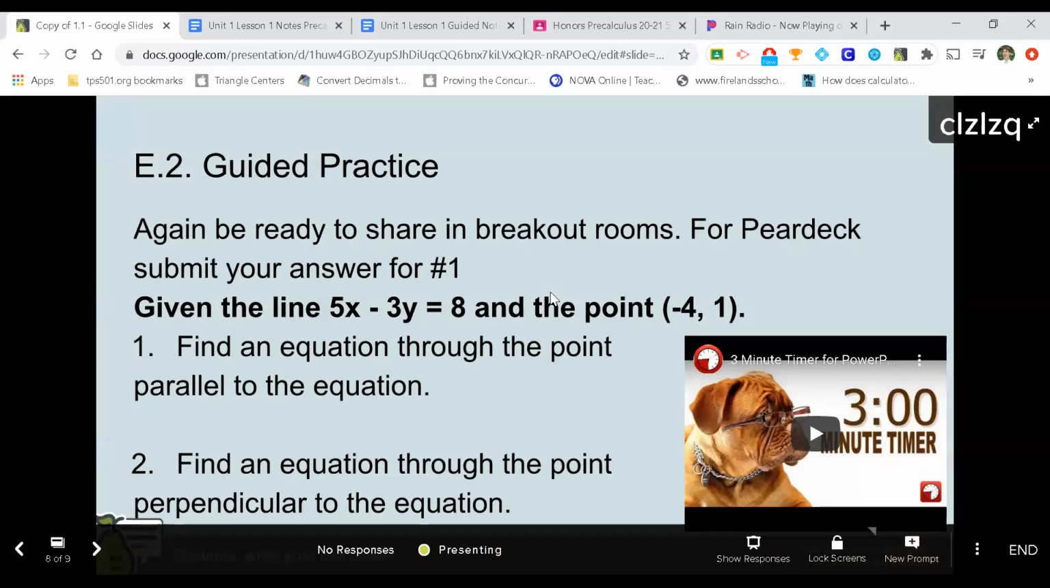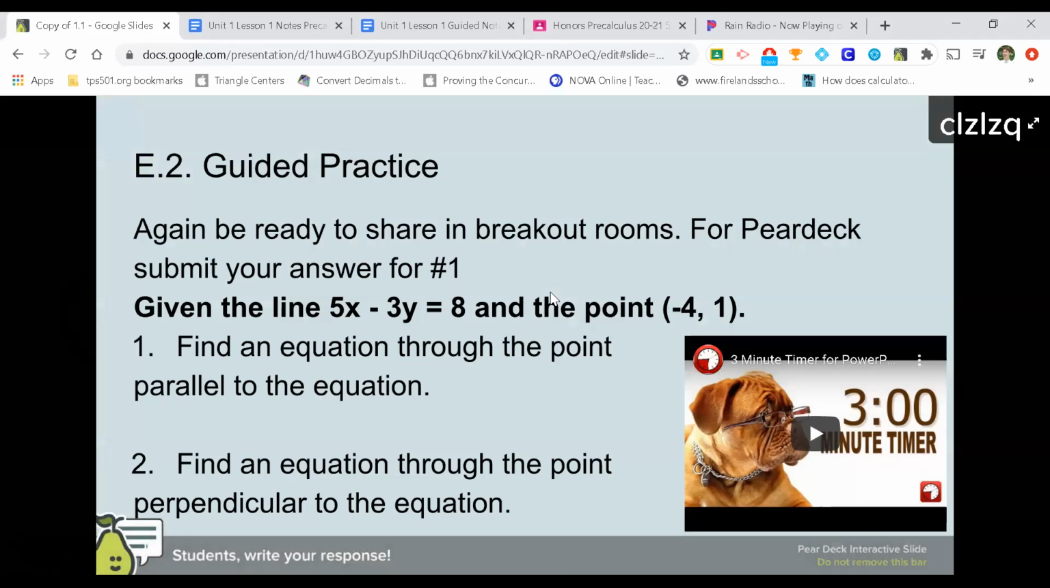All right, last guided practice. I give you the line 5x minus 3y equals 8. Oh no, that is not in a form that makes it immediately apparent what its slope is. Ugh. And the point. You need to write an equation that goes through this point that is parallel to this line. And then you need to write an equation that goes through this point and is perpendicular to this line.